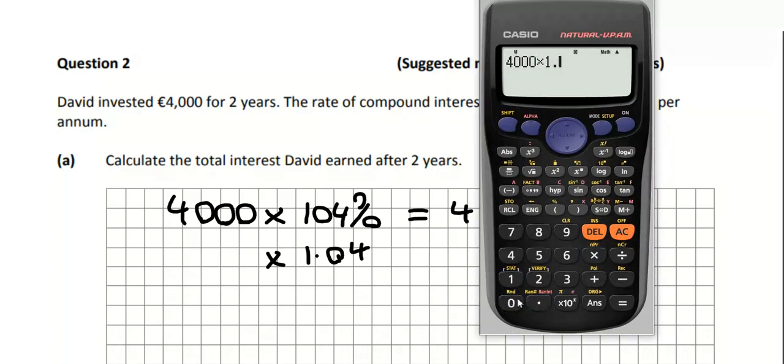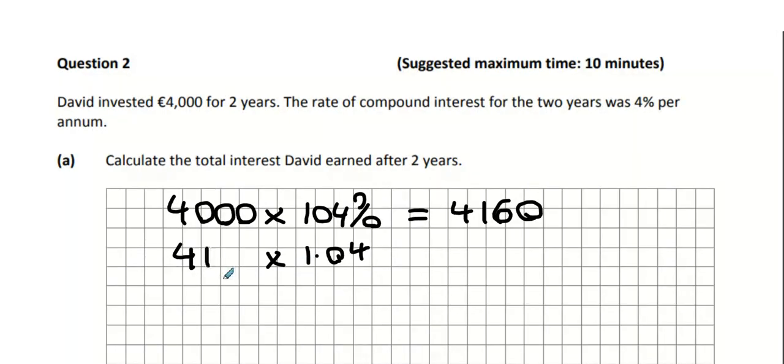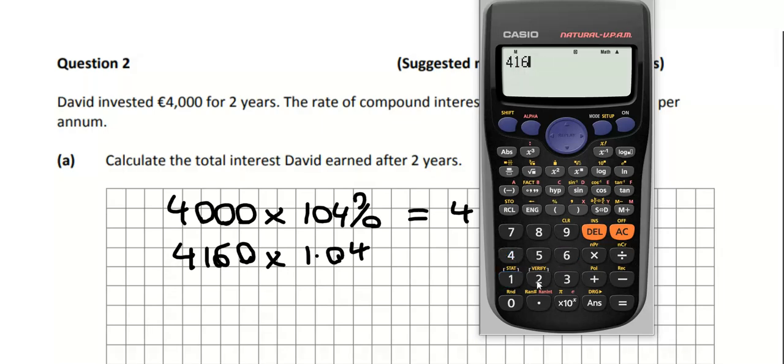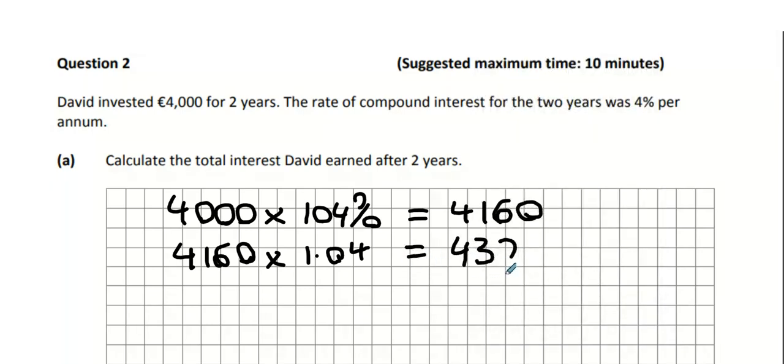No? Okay. No worries. Good time to pay attention then, okay? Then grab your 4,160 and multiply by 4% again. 4,160 multiplied by 1.04. And you get an answer of, who got €4,326.40? Who got that but didn't get full marks? Any idea why?